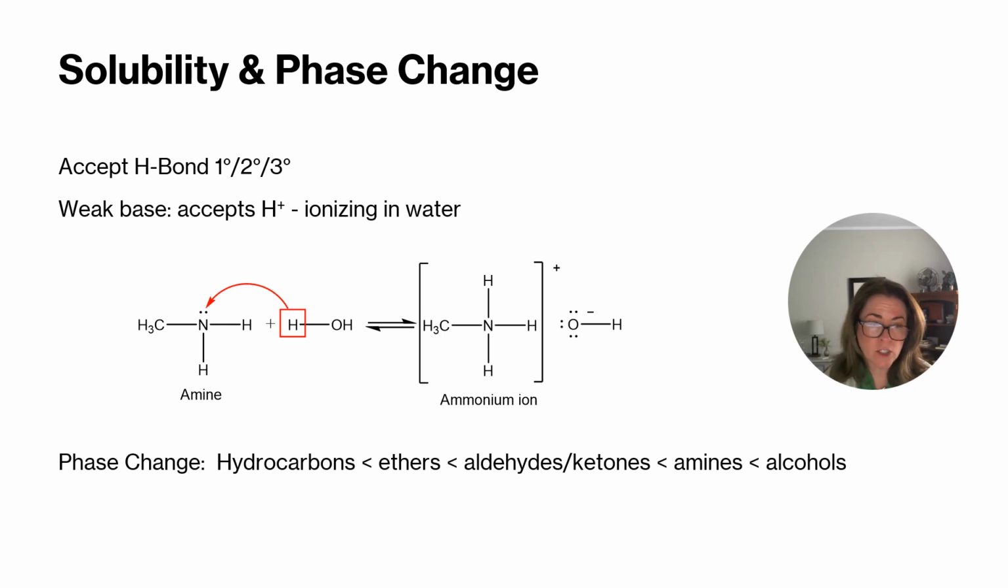When we're talking phase change, hydrocarbons are going to have our lowest melting and boiling points, then ethers, then aldehydes and ketones. Then we see amines, and this is because they have weak hydrogen bonding or dipole-dipole interactions, and then your alcohols are going to have the highest melting and boiling points, and that's because they have very strong hydrogen bonding.